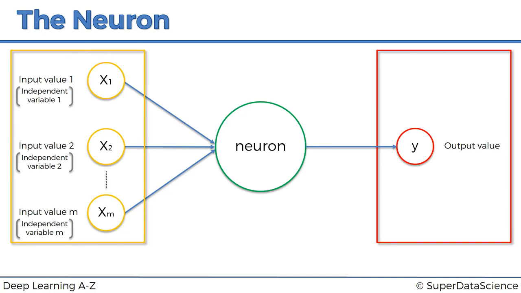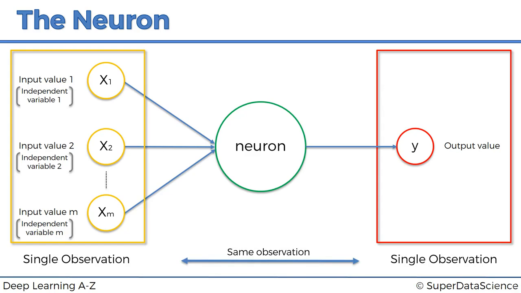I just wanted to reiterate this point. On the left, you've got a single observation, so one row from your data set. And on the right, you have a single observation as well, and that is the same observation. So it's important to remember that whatever inputs you're putting in, that's for one row, and the output you get is for that same exact row. Or if you're training your neural network, then you're putting the inputs in for that one row, and you're putting the output in for that one row.